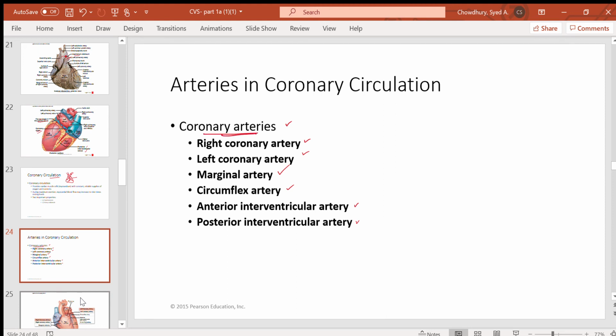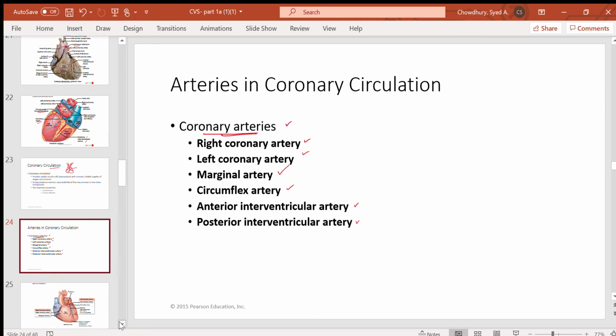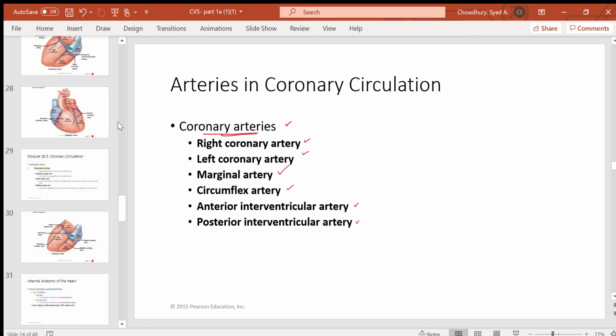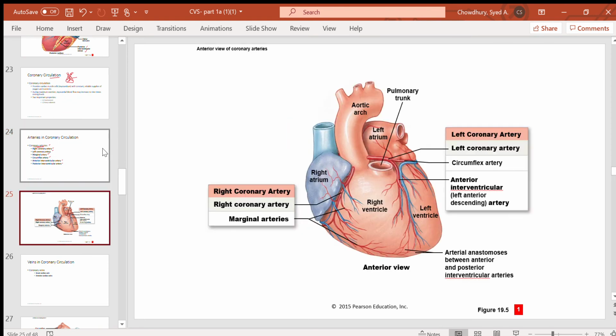Okay, so they supply oxygen and nutrition to the cardiac muscle to keep it alive and functional. Now, also you have the veins, definitely, in the wall of the heart. We'll see the veins too. But first let's see the arteries in the picture.